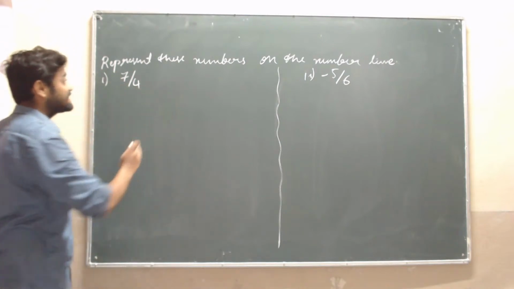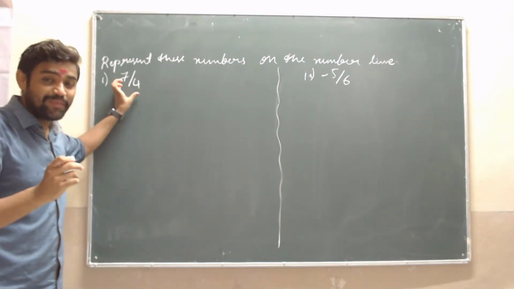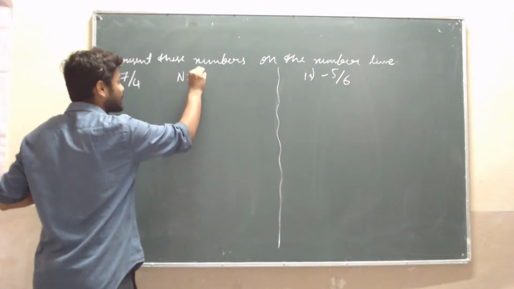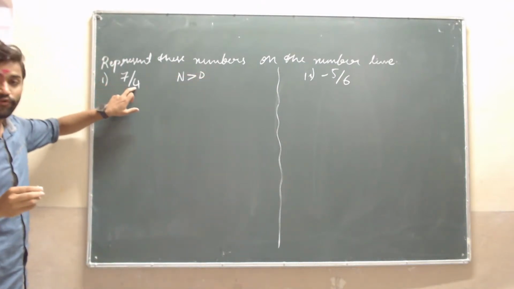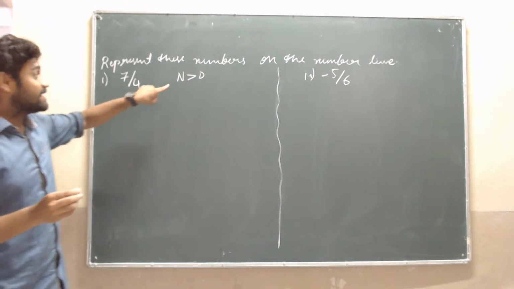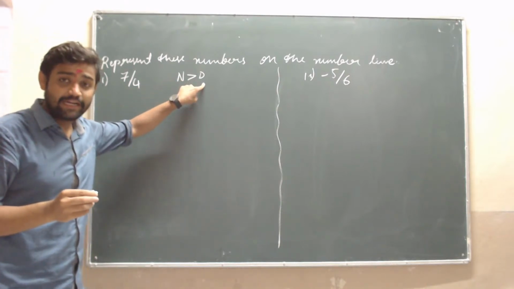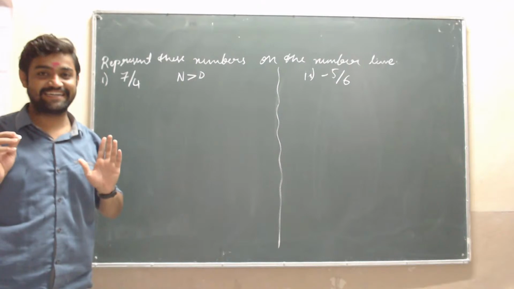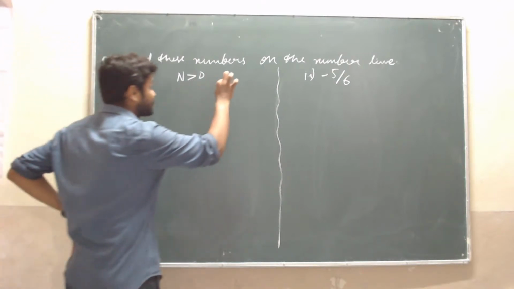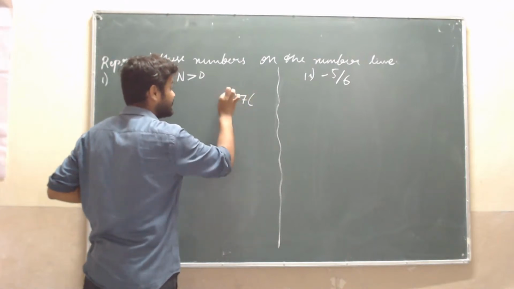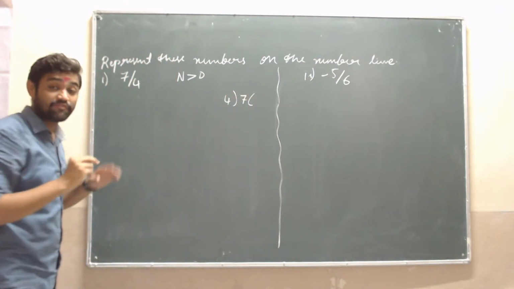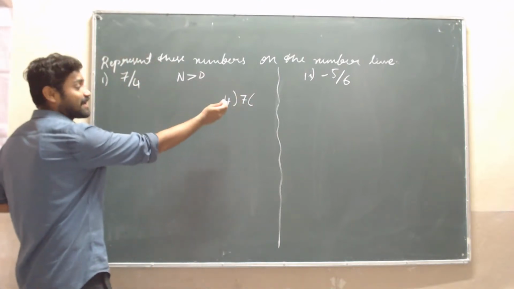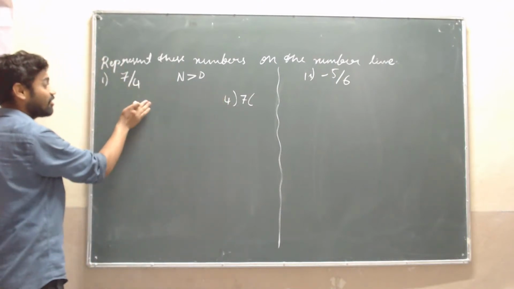Here, first what we have to see is that the numerator is greater than the denominator. See, 7 is greater than 4. When the numerator is greater than the denominator, what do we have to do? It has to be converted to a mixed fraction, isn't it? Memorize all these things. First we have to convert this into the mixed fraction. How do we convert this?